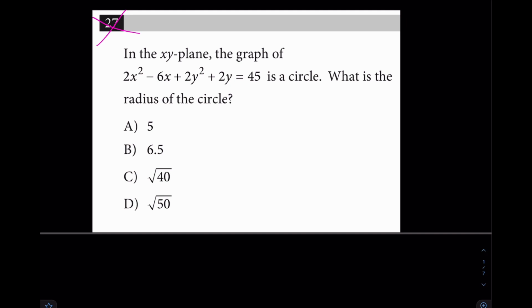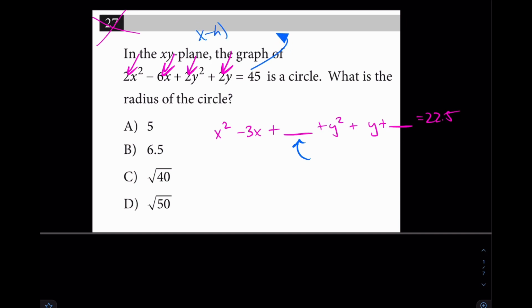So for this question, the reason that it's difficult is because there's a GCF, a greatest common factor, of 2. You need to start by pulling out a 2. You have x² - 3x + blank + y² + y + blank = 22.5. At which point, again, a calculator is useful here if you want it, but we don't need it. What do we add here to complete the square? Remember, we're trying to head into this form: (x - h)² + (y - k)² = r².